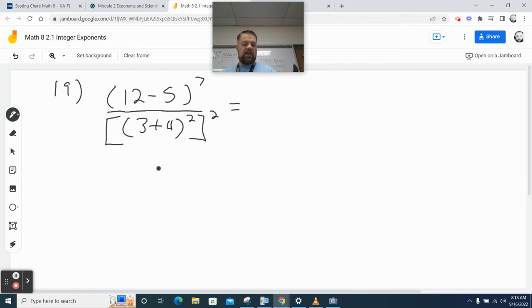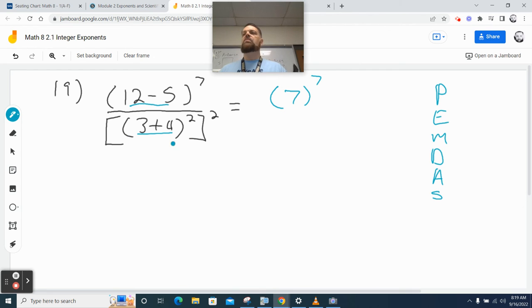We have one more problem after this. We have to do the work inside the parentheses first, right? Because we're going to say, please excuse my dear Aunt Sally. With a fraction, interestingly enough, you almost treat the numerator and the denominator like they're in parentheses, but in this particular case, they are. What's 12 minus 5? 7. So I'm going to have 7 to the 7th power. What's 3 plus 4?